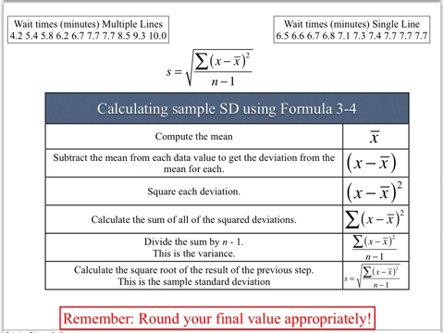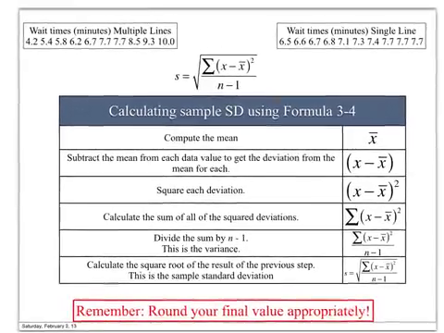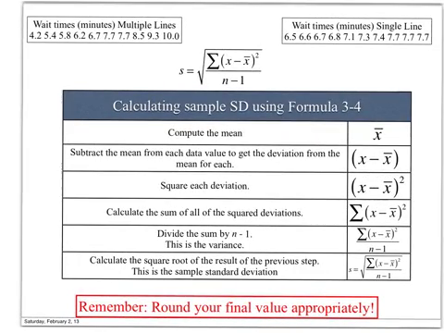So to calculate the standard deviation using the formula 3.4, the first thing you have to do is compute the mean, and that's why this formula is somewhat cumbersome. First thing you have to do is calculate the mean. So add all these numbers up and divide by the number of numbers that you have. That will give you the mean, so put that number there.